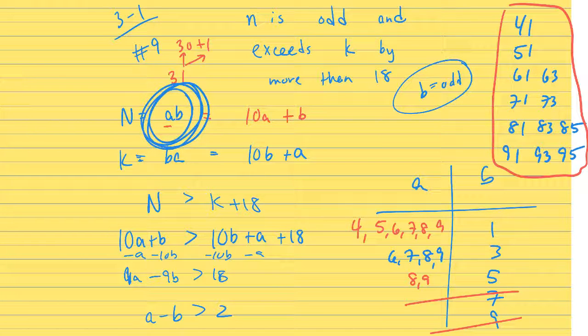Exactly. And what did it say? It should exceed by more than 18. So a number like 53 isn't in our answer because the difference between 53 and 35 is 18. But this is the algebraic approach.